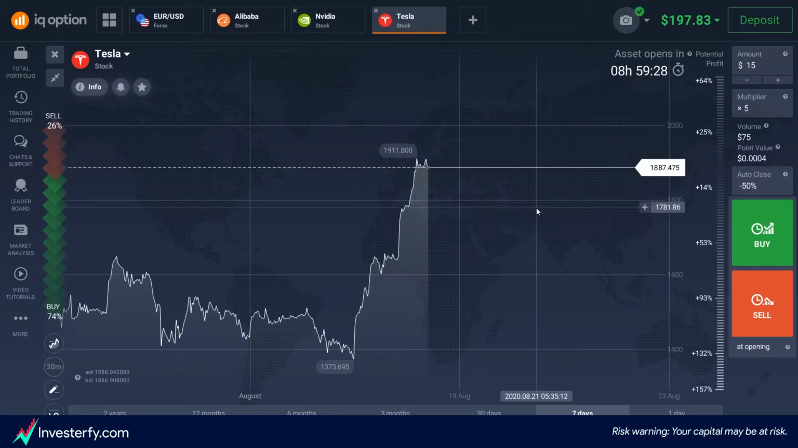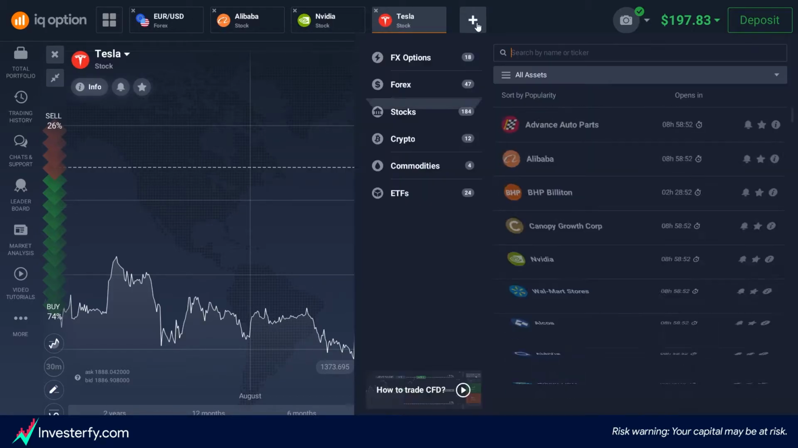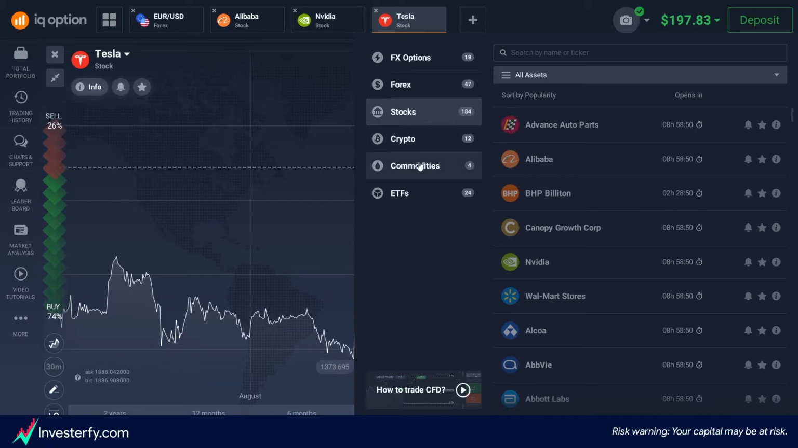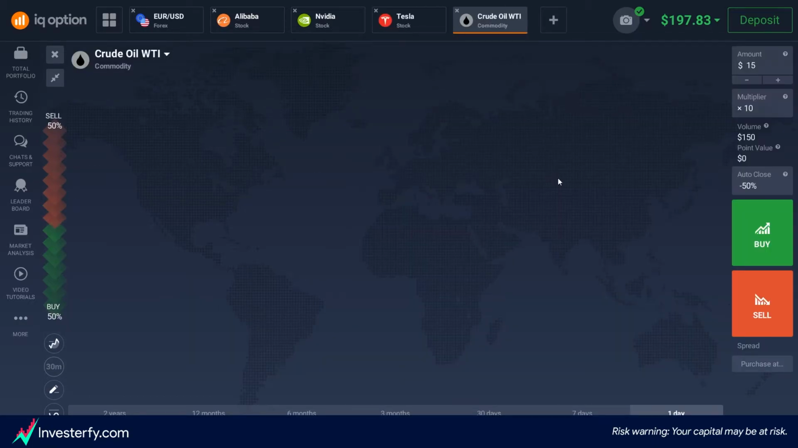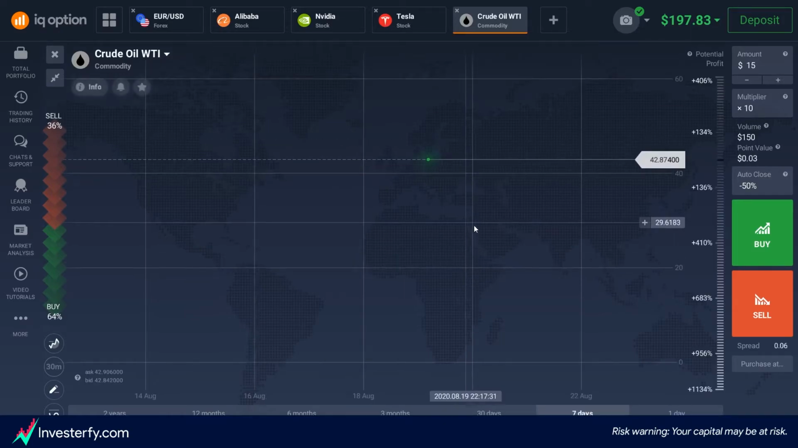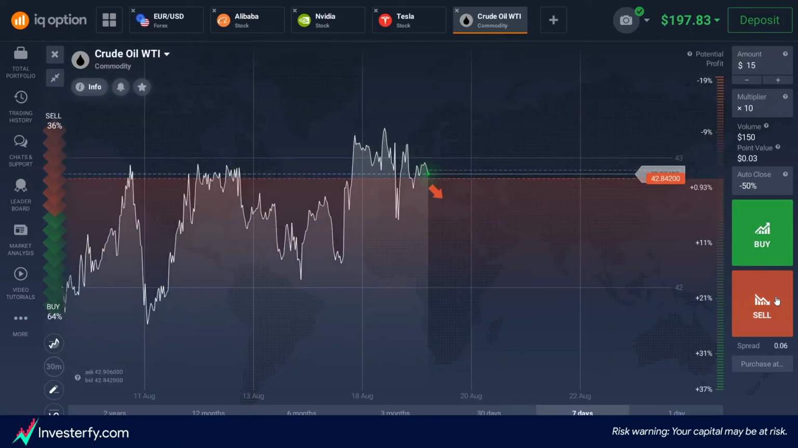Another big advantage to trading CFDs is that you can trade assets that you would not be able to trade otherwise, and you can also trade a much lower amount. As you can see here on IQ Option, you can trade not only stocks, but also commodities, for example, gold and crude oil. The way you trade them works the exact same way. You just open up the asset here and then you choose whether you want to buy or sell the asset, whether you believe it's going up or down.